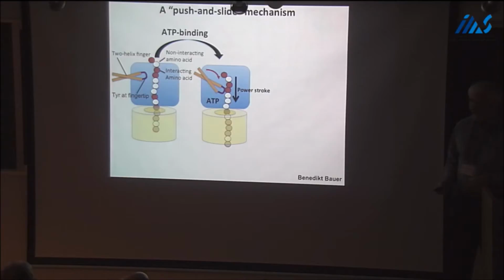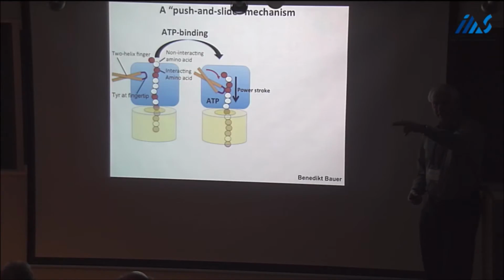It turns out, and I'm not going to show you any data on this, that it's a little more complicated. We could have thought about it right away, but it took us quite a while to realize that this is not as simple. The reason is that this loop that interacts with the polypeptide chain, which has a tyrosine at the fingertip, which is also typical for many of these ATPases, doesn't interact with every amino acid equally well. For example, if you have a glycine at this point here, it actually doesn't interact at all.